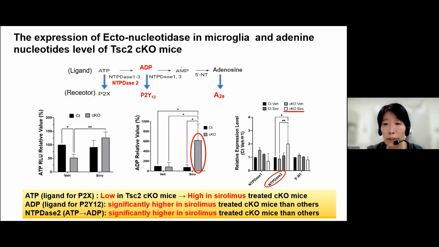Additionally, we also investigated the expression of ectonucleotidases. Ectonucleotidases catalyze ATP into ADP, AMP, and adenosine. Among ectonucleotidases, we focused on NTPDase2. NTPDase2 degrades ATP, but little ADP. In this graph, the white bar is Sirolimus-treated cKO mice, and NTPDase2 expression was predominantly elevated in Sirolimus-treated cKO mice.